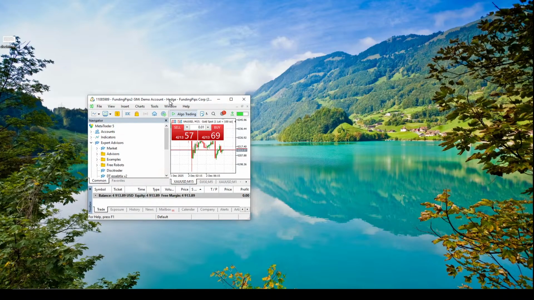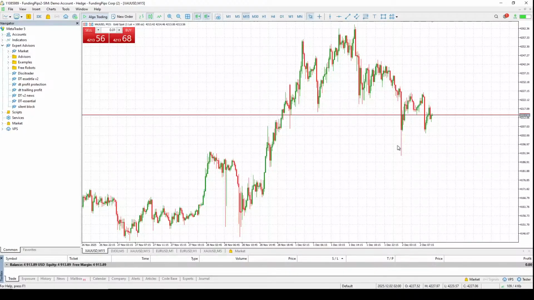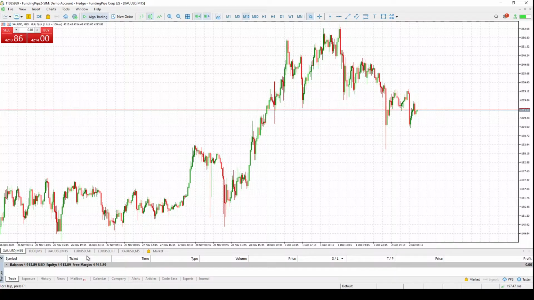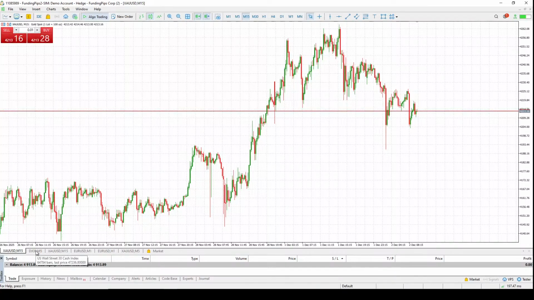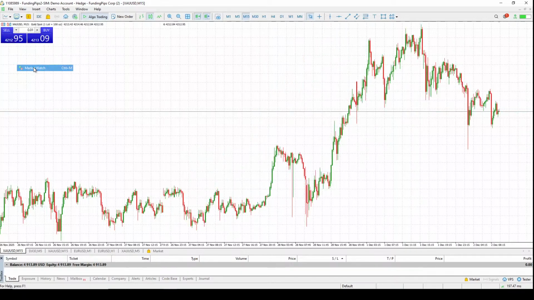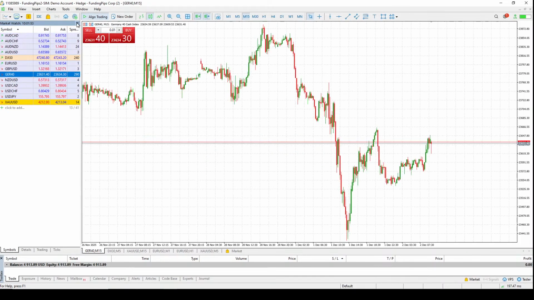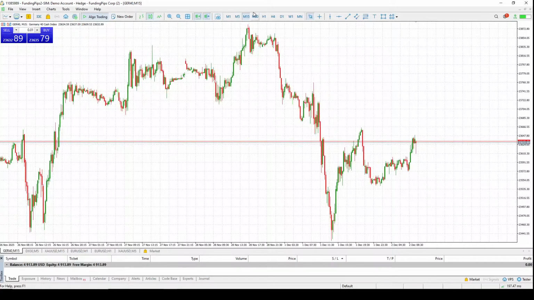Okay, let's slide it here. I think the market is already on. Okay, we are going to open the German index that we are going to trade. Let's load the charts.